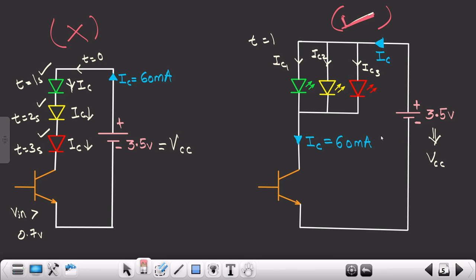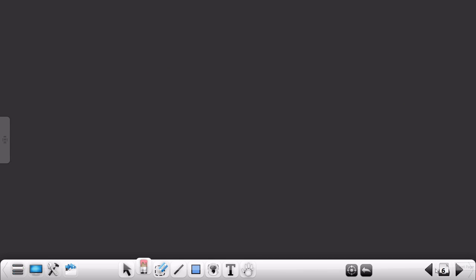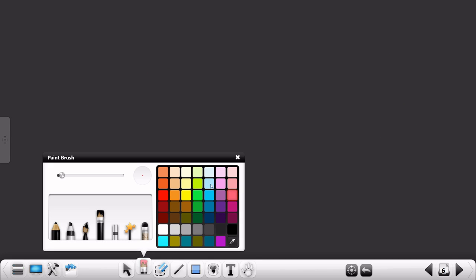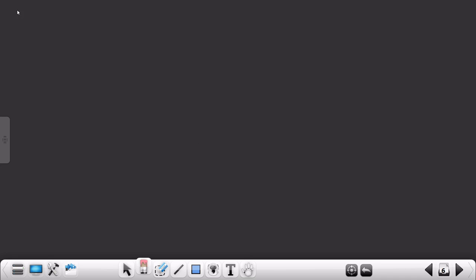Alright, so what we have is this. See, we have VCC, we have IC. The IC is equal to 60 milliamperes, right? IC is equal to 60 milliampere.